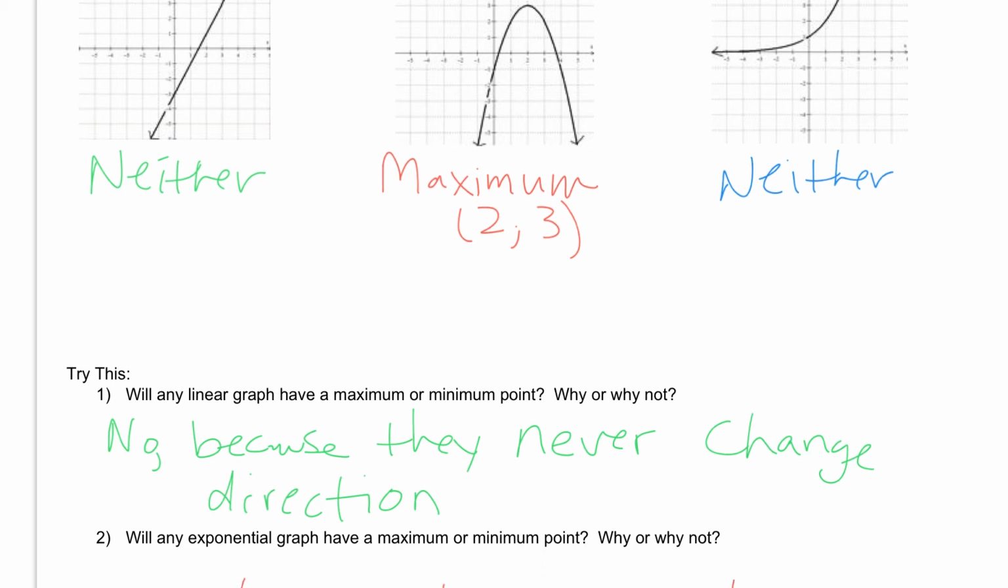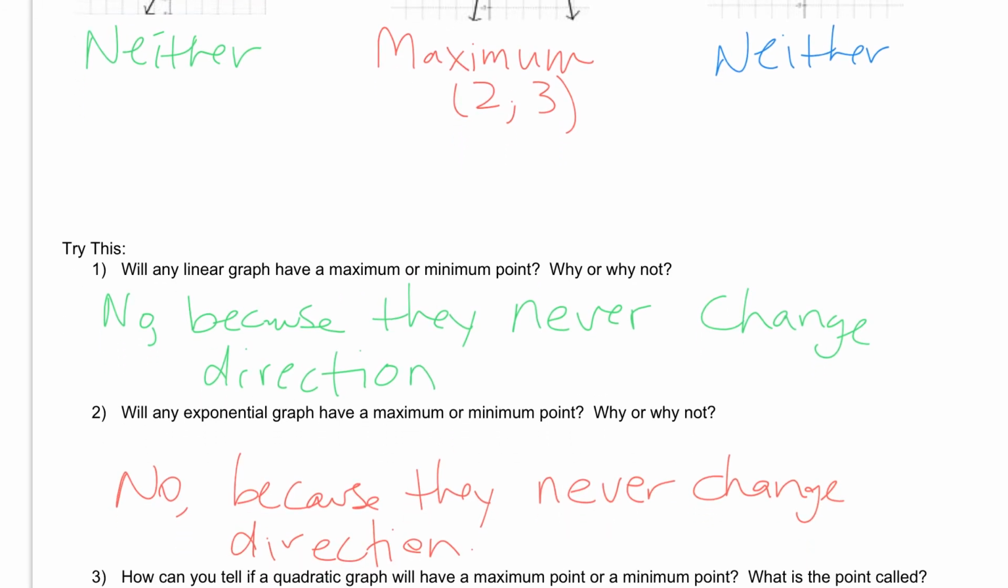For question number 2, will any exponential graph have a maximum or minimum point? Why or why not? And that's looking at the graph from letter C, and that answer is also no, because they never change direction either. So your exponential functions are either all increasing or they're all decreasing, depending on whether it's growth or decay. So they will never have a maximum or minimum point.